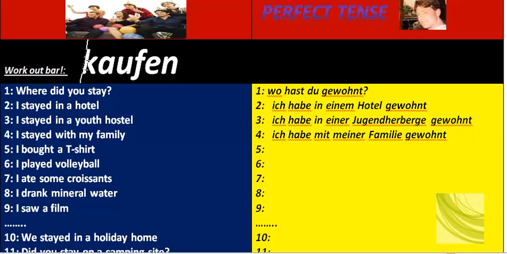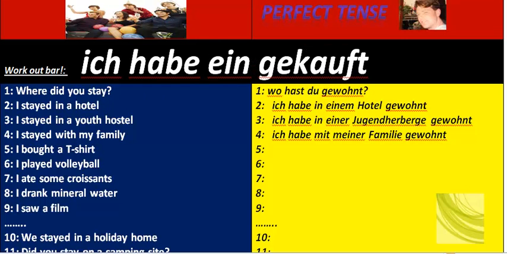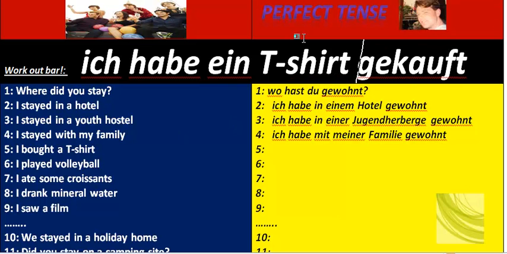So, you guessed it, G at the front. Take off the N, replace it with a T. Okay, now it's I bought, therefore I have bought. Ich habe gekauft. T-shirt is ein T-Shirt. Wie das? Ein T-Shirt gekauft. Alright, so ich habe ein T-Shirt gekauft.